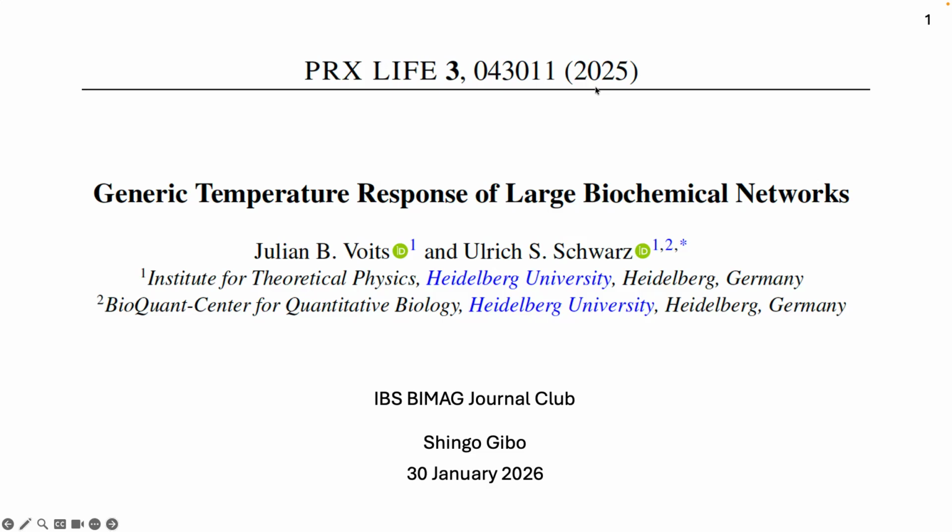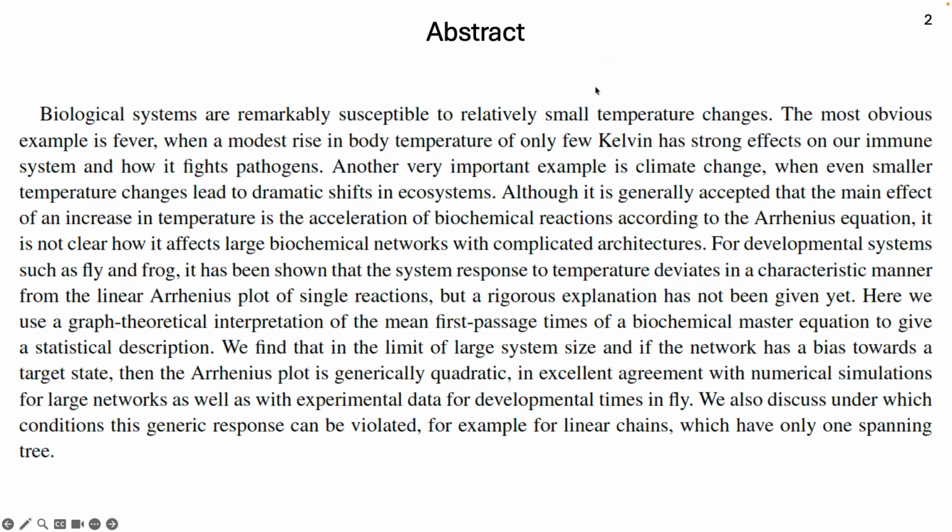Good morning. I'm Shingo Gibo from Japan. Today's journal topic is the relation between chemical reaction rate and temperature. First, let's read abstracts.